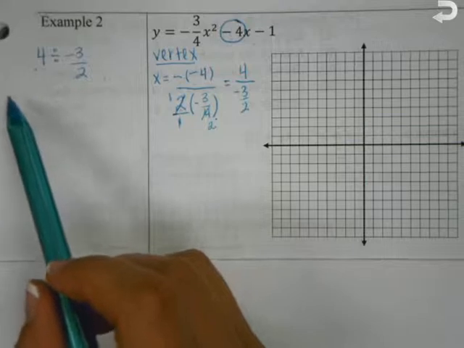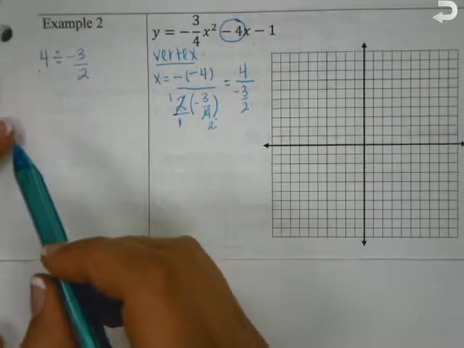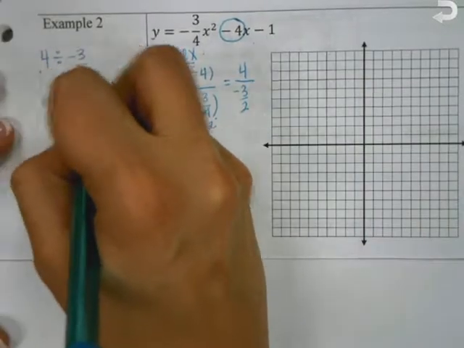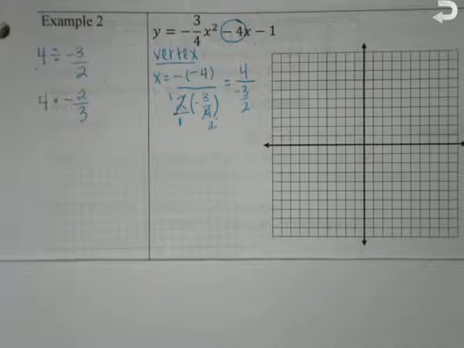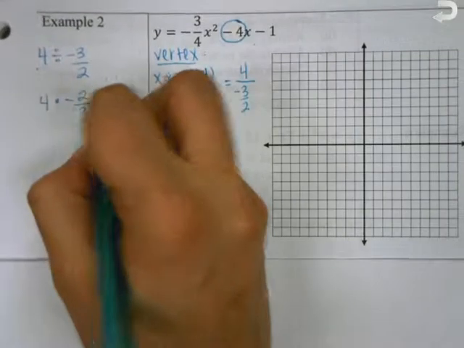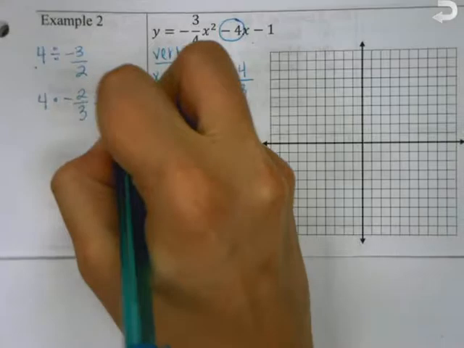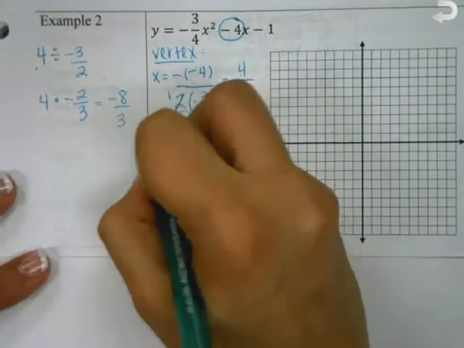Yeah. Okay. So what does that give me? Negative 8 over 3. So x is equal to negative 8 over 3. We can have a fraction as part of our vertex. It is acceptable. So what do I do next?